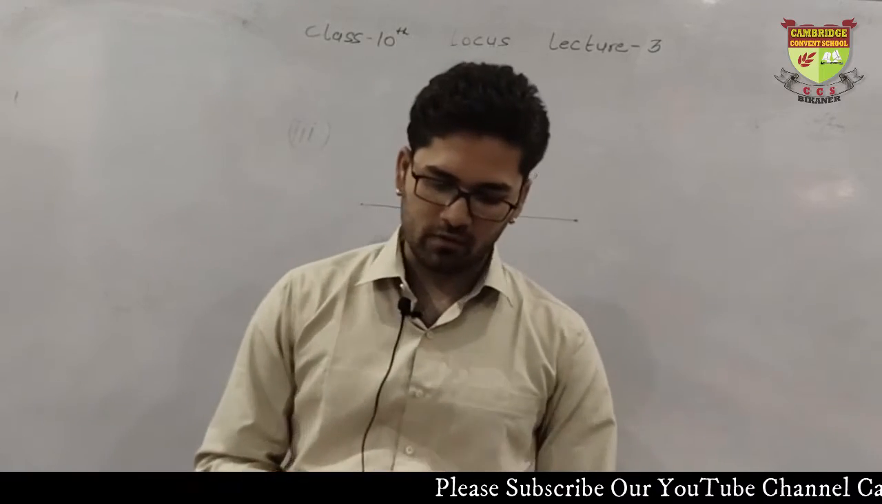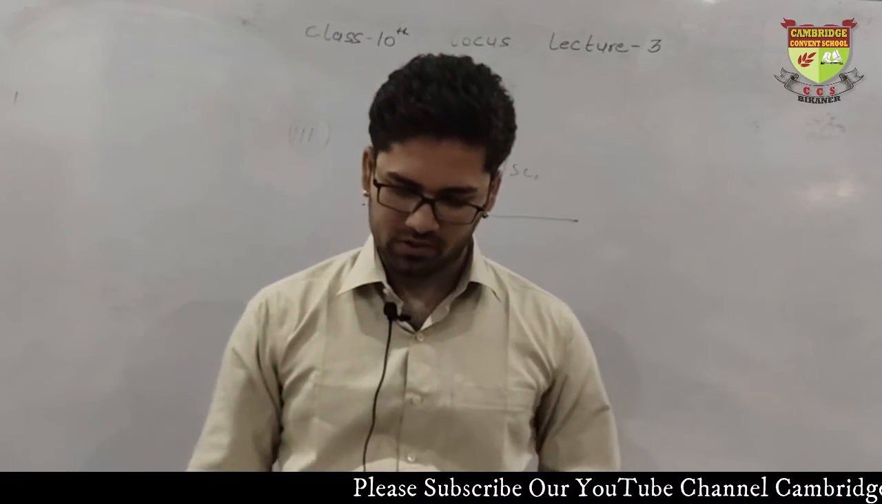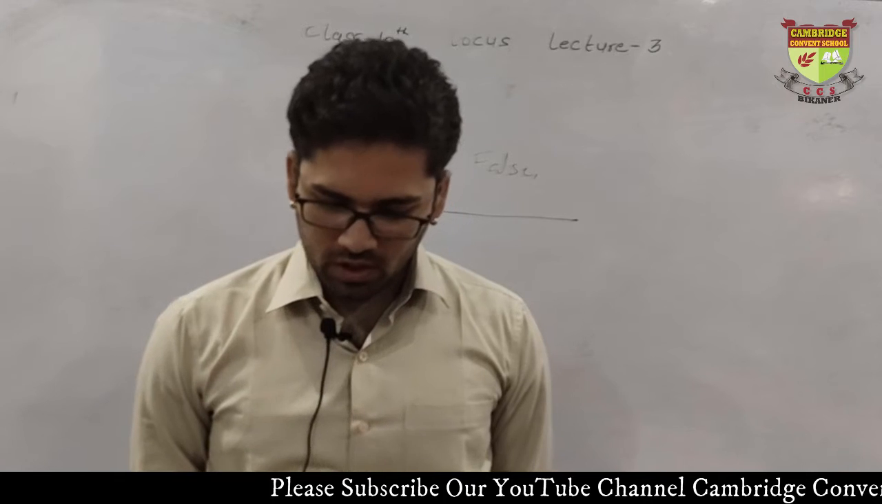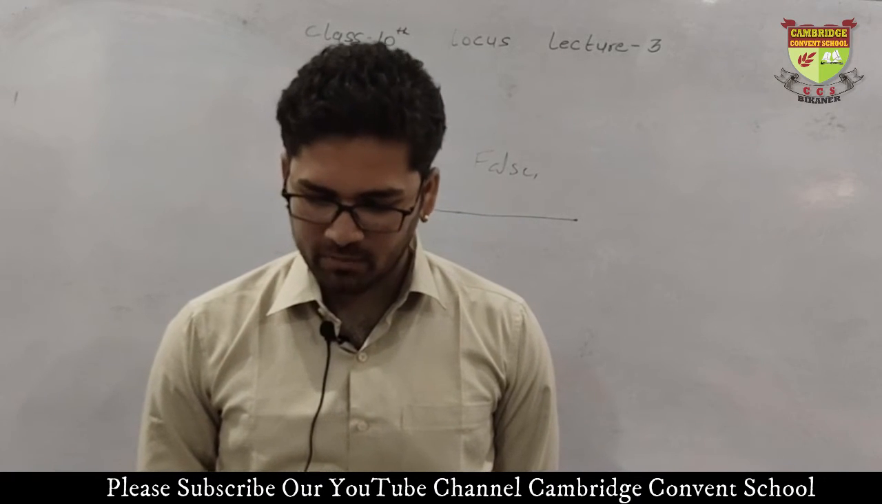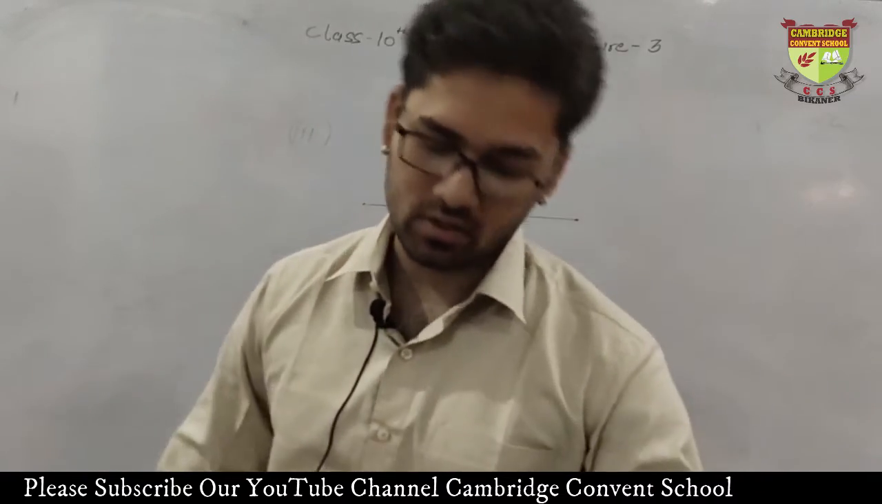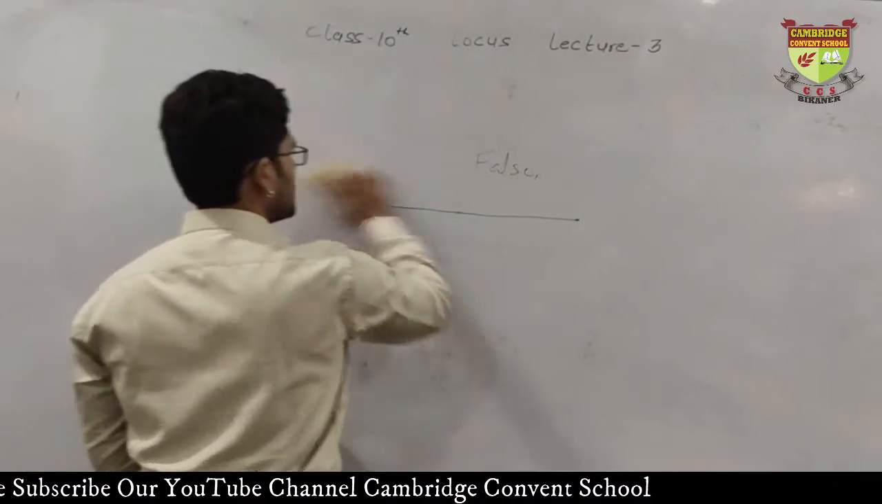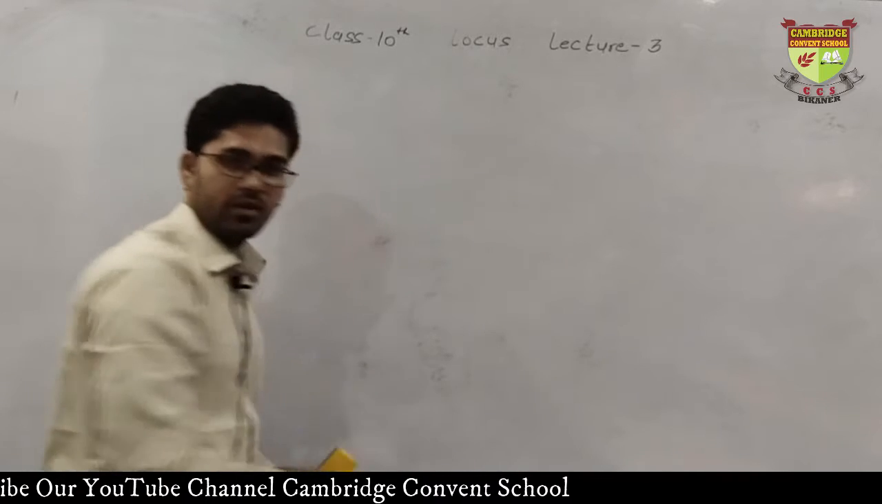Anyways, now we are moving to the fourth true false. The locus of the points equidistant from two lines will be a parallel line. Fine. Okay, let's do this. Question number 4 we are doing now.